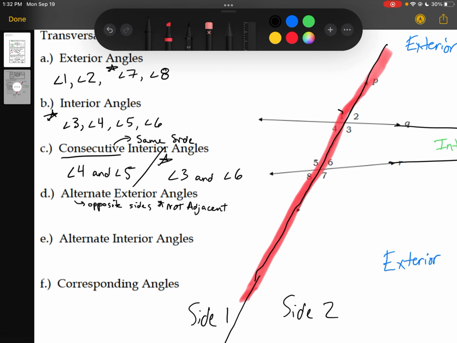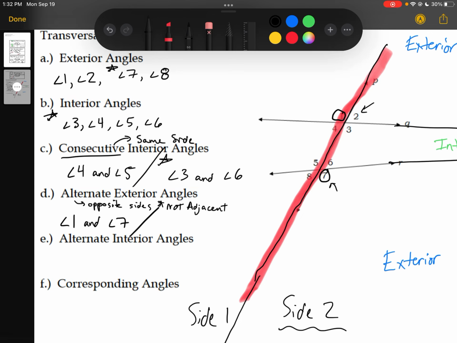So for this, we'll see angle 1 is an exterior angle, and it's on side 1. So we're going to need an exterior angle that is also on side 2 this time. So it's either going to be 2 or 7. And we have to pick the one that's not directly next to, that's not adjacent to 1. So that leaves us with angle 7. So 1 and 7, they're on opposite sides, and they are on the exterior.